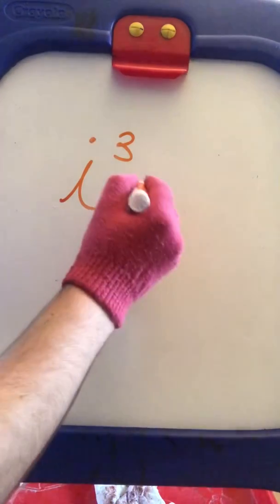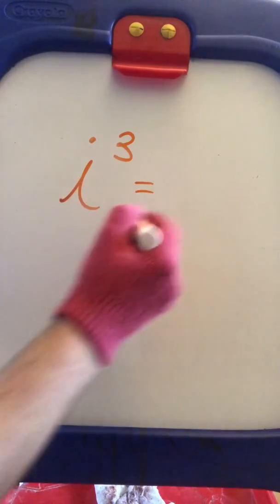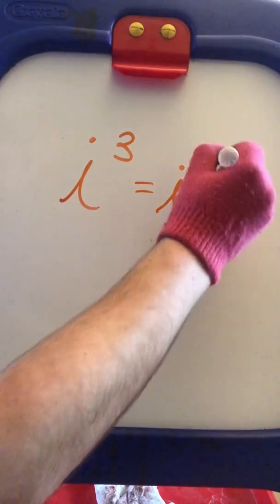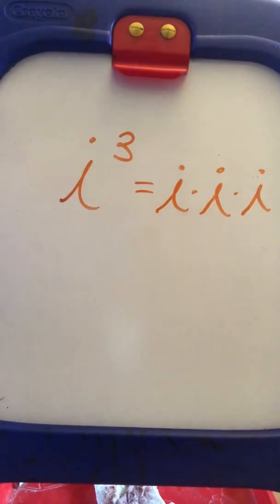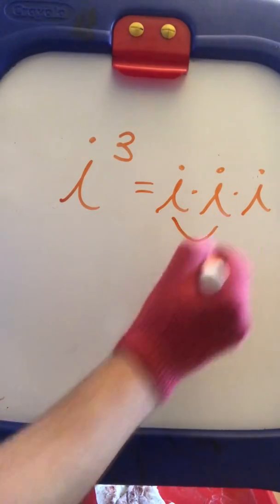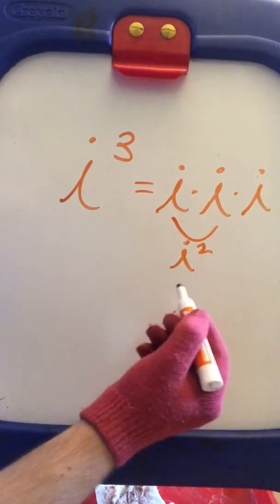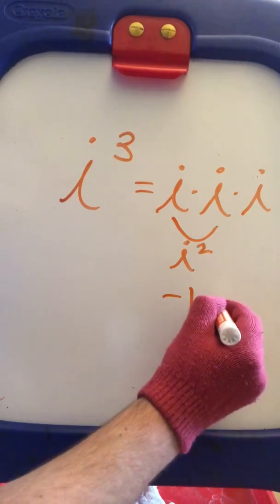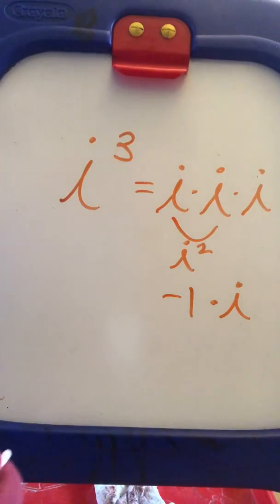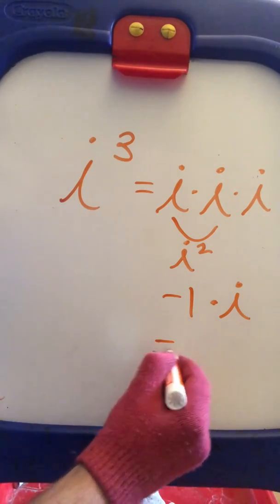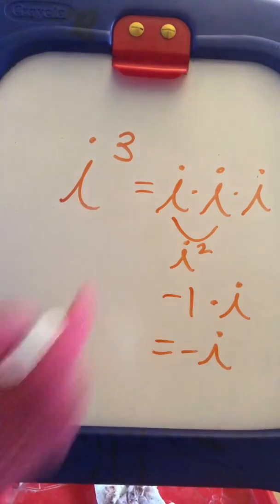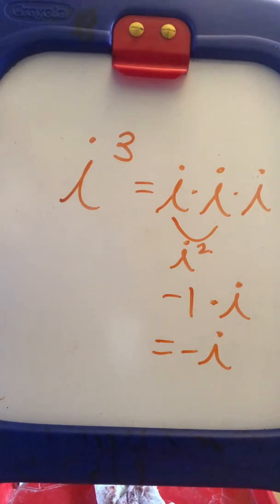So, let's do this. Let's say I wanted to find I cubed. Well, if I wanted to find I cubed, then I could break it apart. I cubed is really I times I times I. Now, I times I is I squared, which we said was -1. So I've got -1 times I. That equals -I. So I cubed is just -I.